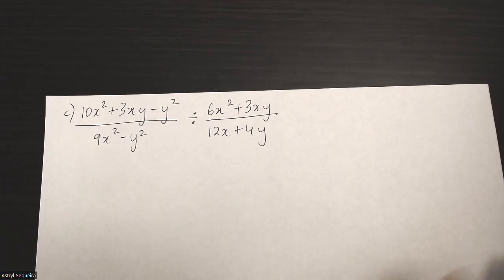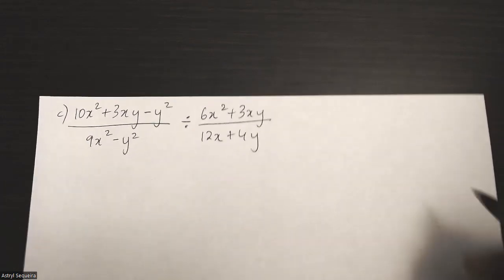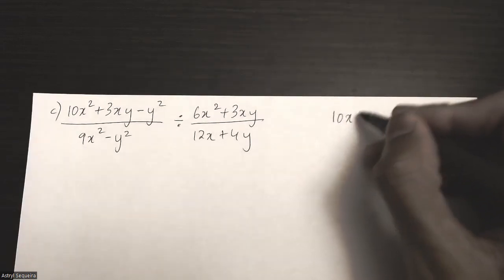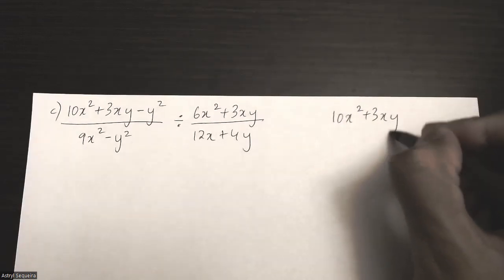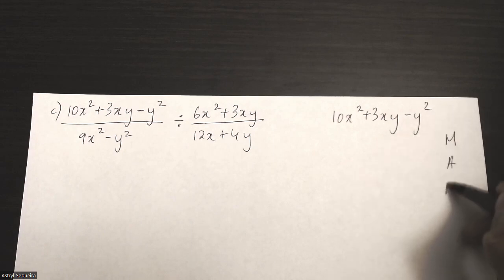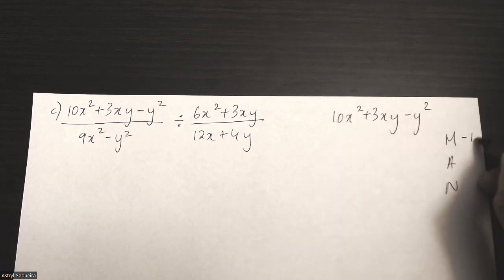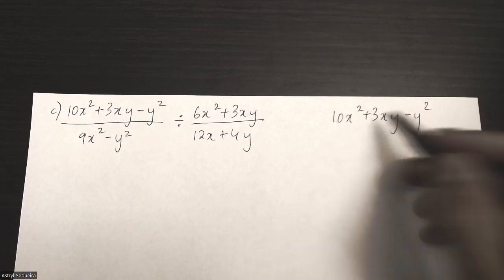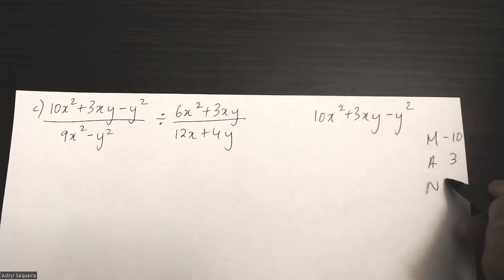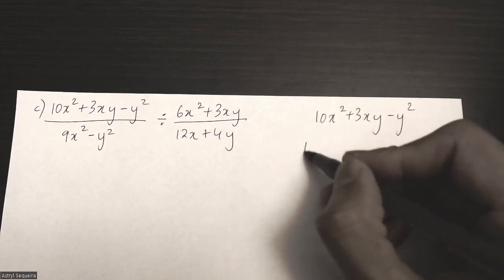Let's go to the third and final question of this video. Another division over here. So that over there is a complex trinomial. So I'm going to factor that on the side. What multiplies to 10 times -1, so -10, and adds to +3? My two numbers are 5 and -2. And I'm going to factor this by grouping.